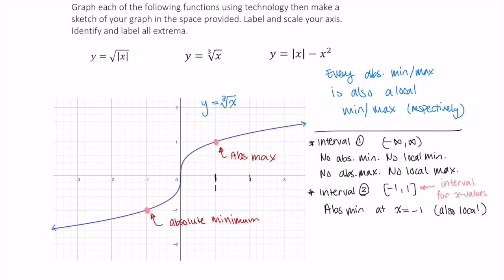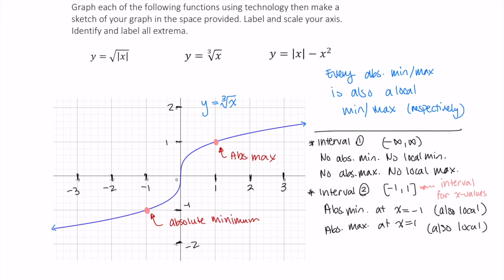And I just realized I did not scale this so that the values were more visible. So let me do that real quick. There we are. So we also have an absolute max at x equals 1. And this is also local.